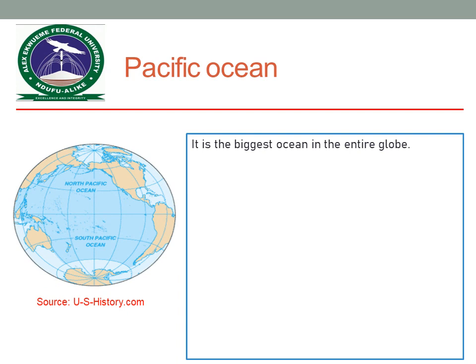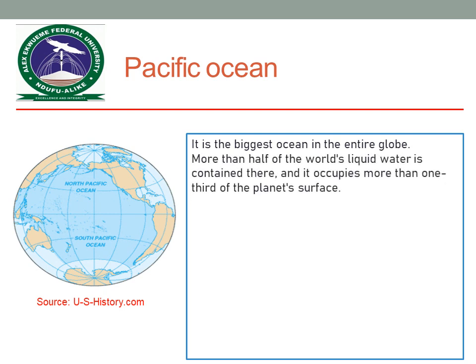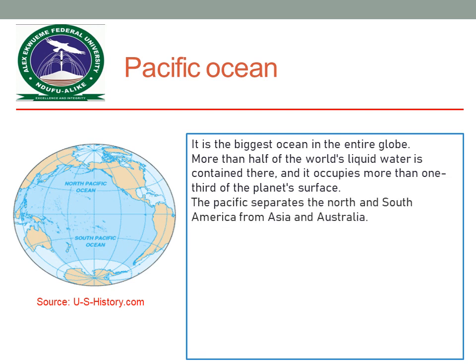First, the Pacific Ocean. The Pacific Ocean is the largest or biggest ocean in the globe. More than half of the world's liquid water is contained there, and it occupies more than 1/3 of the planet's surface. The Pacific separates North and South America from Asia and Australia. Alright, so this is the Pacific Ocean. It is the largest and biggest ocean in the entire globe, occupying 1/3 of the entire Earth's surface.